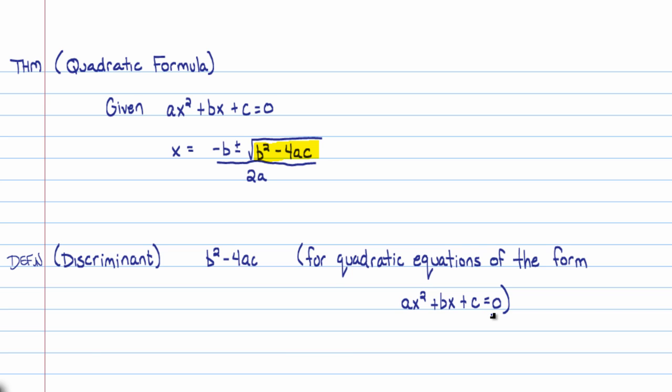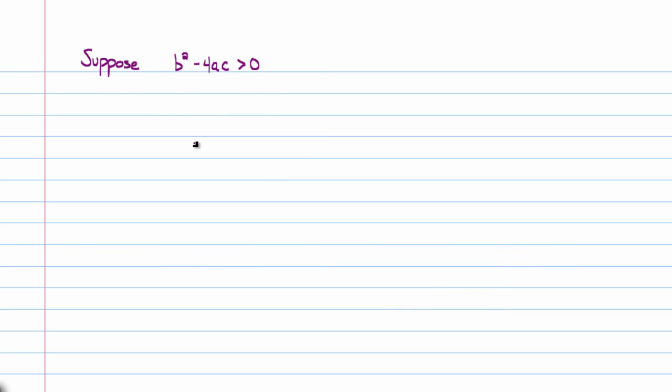The reason why we want to label this specifically is because it allows us to determine the kind of solutions that our equation has. For example, suppose that in our quadratic equation we have that b squared minus 4ac turns out to be positive. In other words, if you look at the quadratic formula, the stuff underneath the square root is positive. What that essentially implies is that we have two real solutions. Not only do we have two real solutions, but they're two different real solutions.